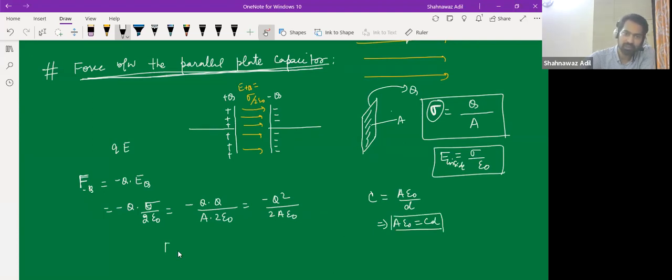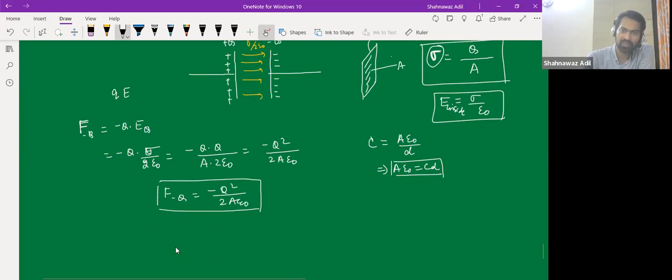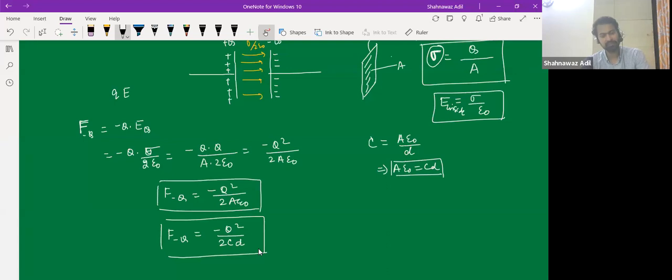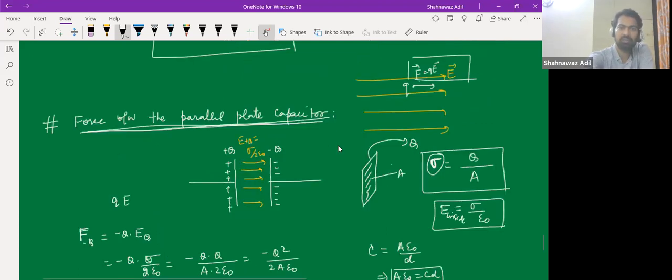So F on minus Q is minus Q square by 2 A epsilon naught. Either we can use this, or if capacitance is given, then we can write this as minus Q square by 2 C d. So this we can also write. Is this part clear, guys? Yes, sir. Clear. Okay, so please note it down and then we'll do one question based on this.